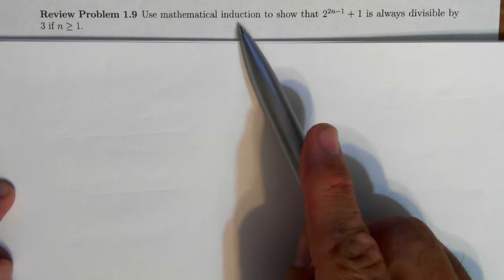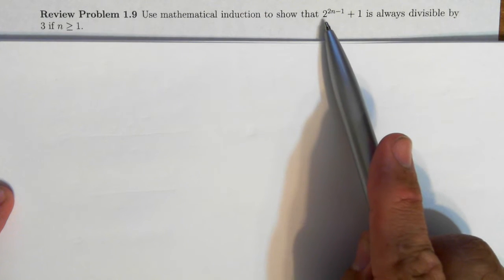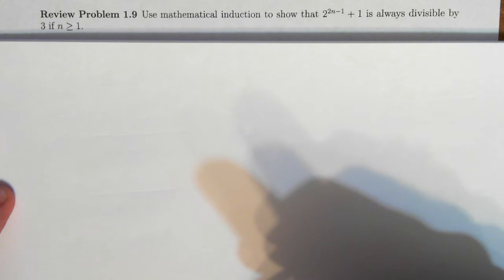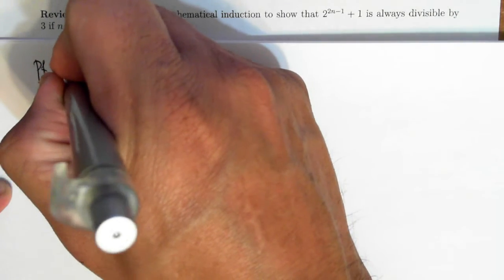Okay, for this problem we have a mathematical induction problem concerning divisibility. I wish to show that 2 to the 2n minus 1, plus 1, is always a multiple of 3. So the proof of this will be by induction on n.